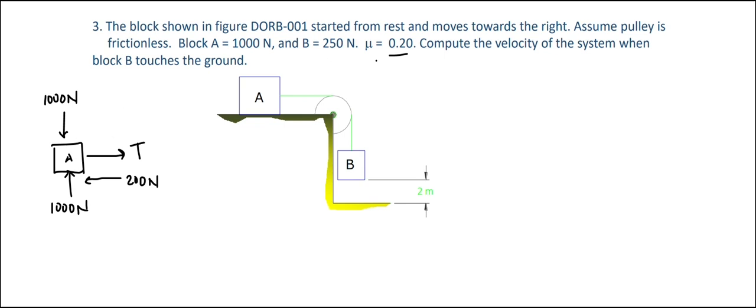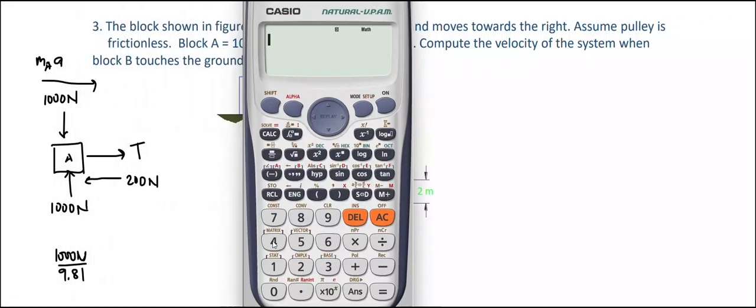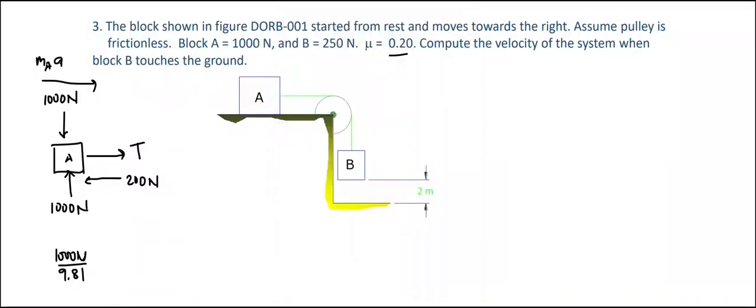Now since this block is moving towards the right, it feels a net force of mass A times the acceleration. To solve for the mass A, we divide the weight of block A of 1000 by the gravitational acceleration of 9.81, because weight is equal to m times g. To get m, we divide W by g. So the mass of block A is 1000 divided by 9.81, that is equal to 101.94 kilograms.